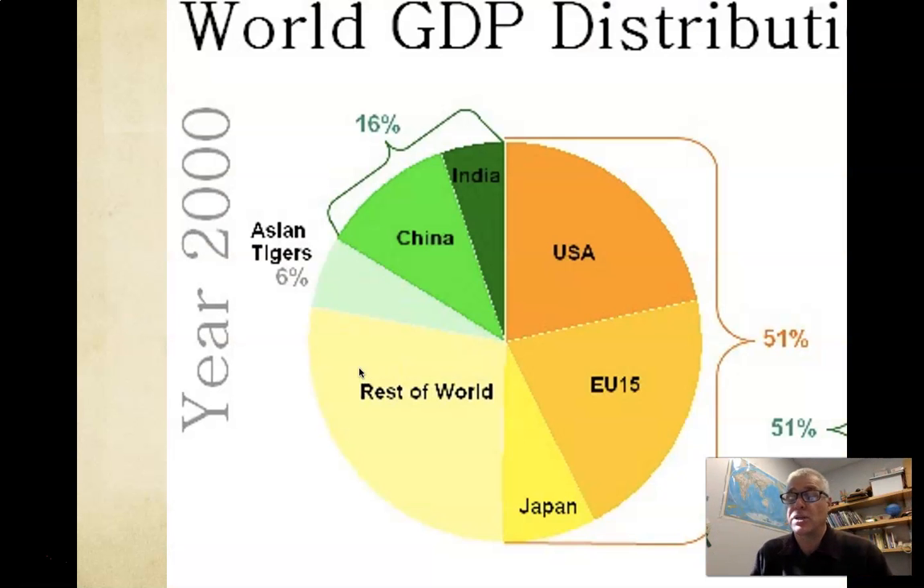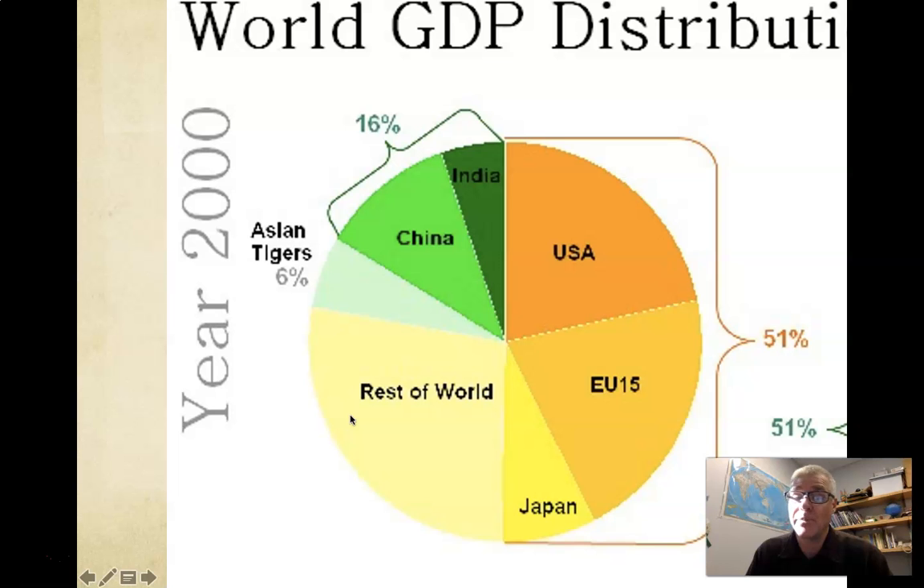And if you look at the countries that produce the most, this is from the year 2000. You can see the US, European Union, and Japan were about half of the global economy. China and India together were about 16%, and then you have some of the other big Asian economies like Taiwan, Singapore, Hong Kong, etc., and then the rest of the world.